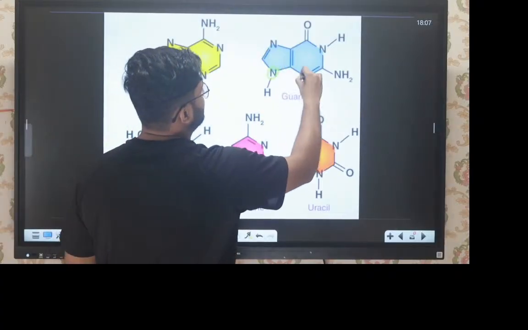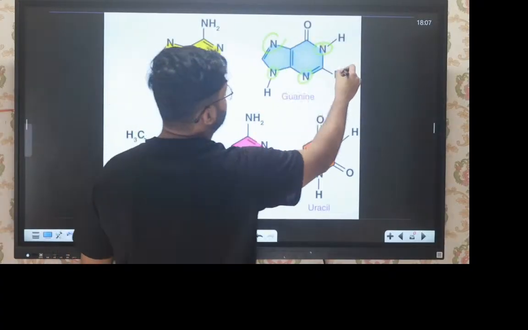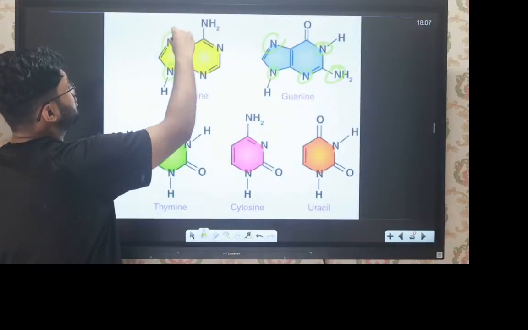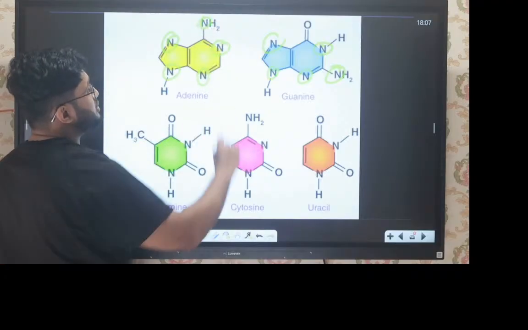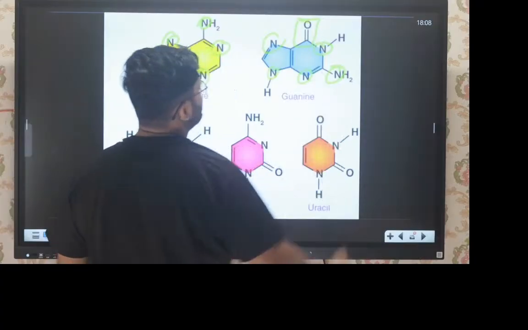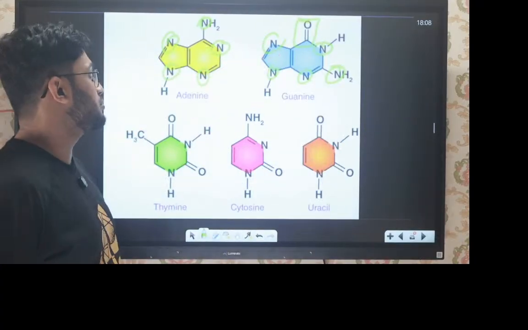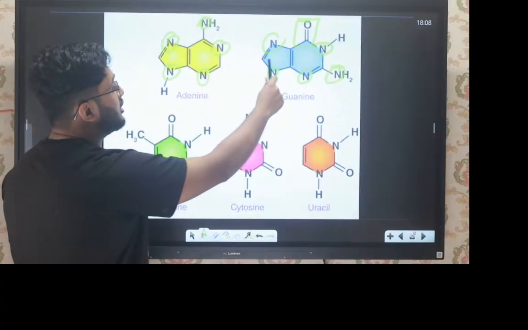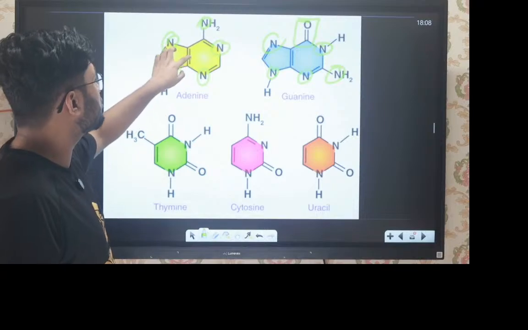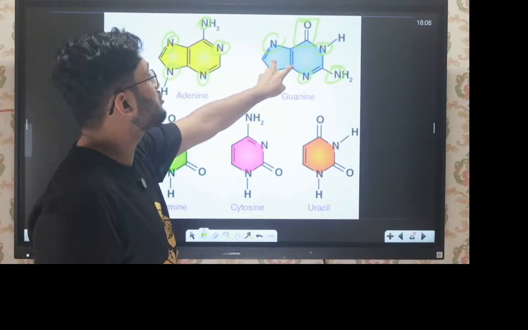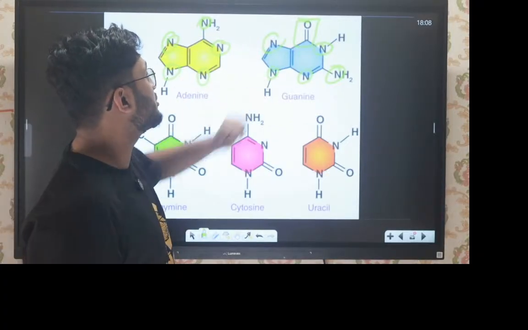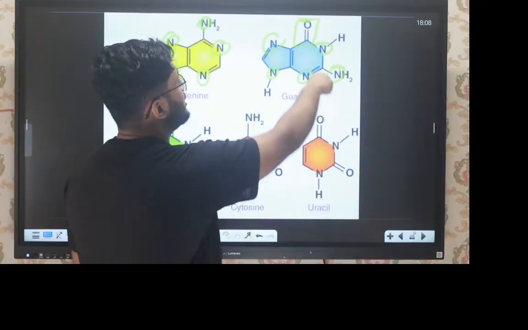For example, in guanine, we have 1, 2, 3, 4, 5 nitrogens. In adenine, we have 1, 2, 3, 4, 5 as well. But the main difference is that in guanine we have a C double bond O carboxyl group, but in adenine we don't have that. Adenine and guanine both have 5 nitrogens, but the only thing that differentiates guanine is this group.